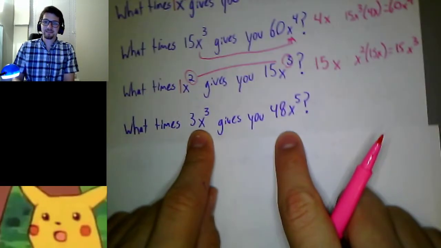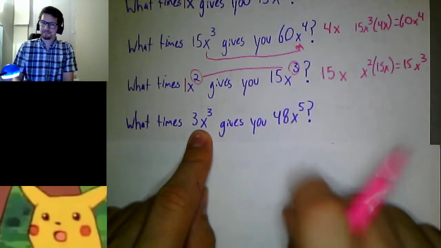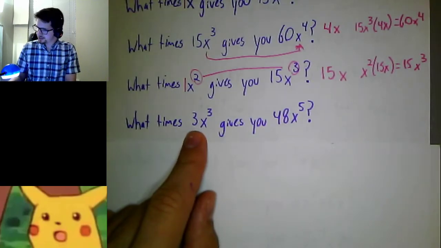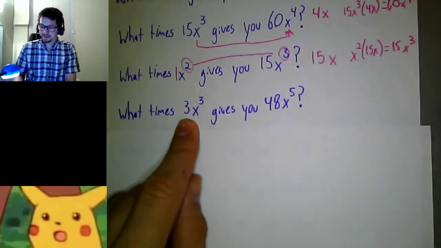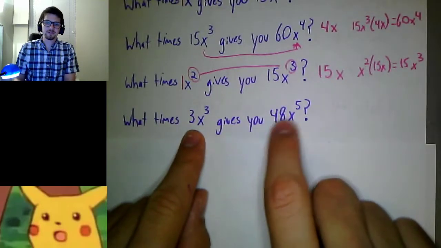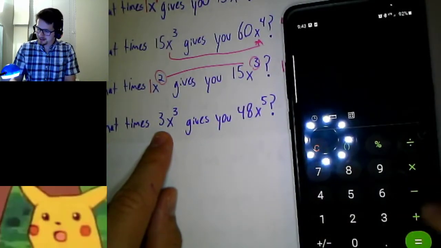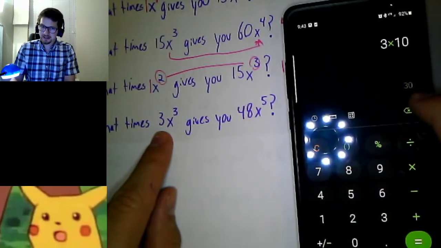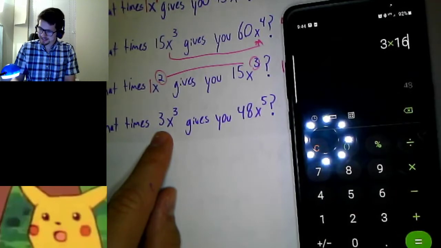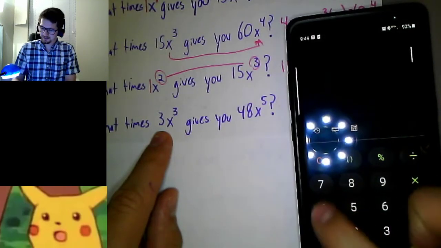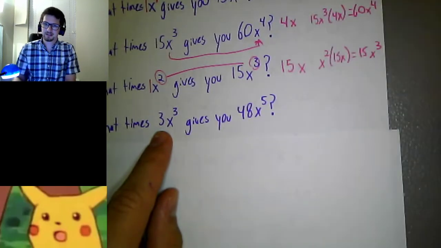What times 3x gives you 48x to the fifth? 3 times what would give me 48? A lot of you can do that in your head. The shortcut is 48 divided by 3. But I'm going to do it the brute force way. 3 times 10 gives me 30. I need to go bigger. So maybe 3 times 12, 36, bigger. 3 times 15, 45, a little higher. 3 times 16, 48. There we go. That is the shortcut, by the way. 48 divided by 3, 16.